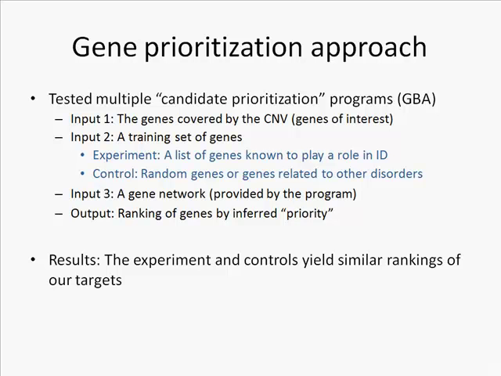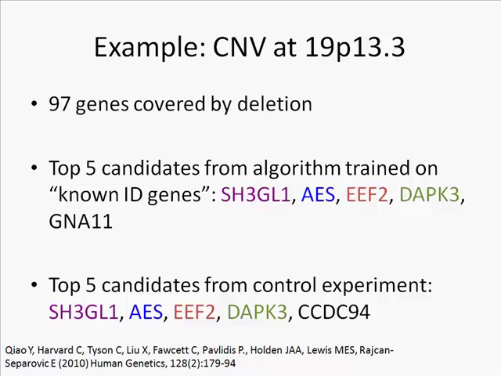The output is a ranking of the genes in the CNV region by their priority. The result is that the experiment and the controls yield similar rankings of genes. Whether you use a random set of training genes or breast cancer genes versus intellectual disability, the algorithm just spits out the same list of genes. Of the genes in the CNV region, it likes the same ones no matter what function you're asking about. When I say no matter what, I mean we tried a couple.